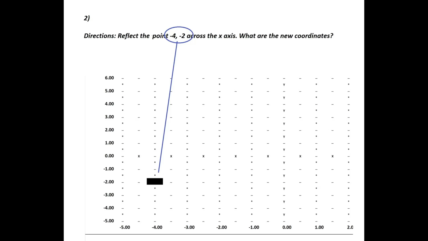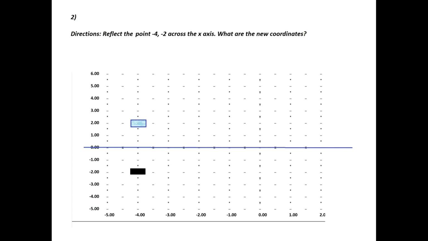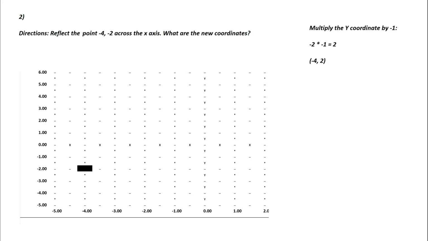Now, we're going to reflect that point across the x-axis. What do we mean by that? Well, here's the x-axis. Now, what we're going to do is treat it like a mirror. So what would that brick see if it looked into a mirror? This is what it would see. Here's the brick as it's shown as a reflection across the x-axis. Now, what are the new coordinates? If you notice, the new coordinates here are -4, +2.